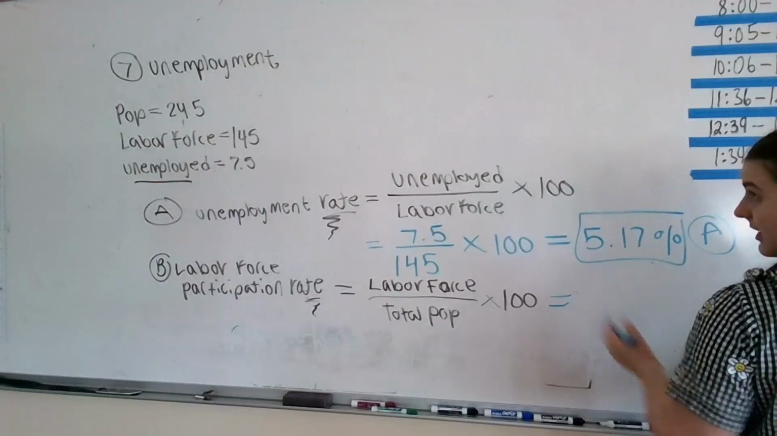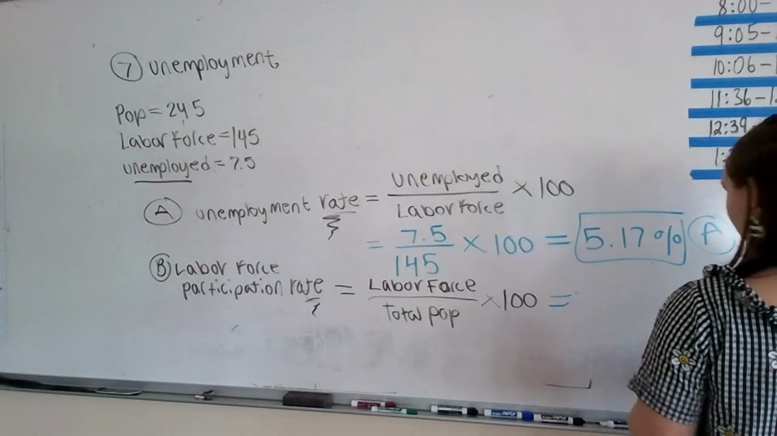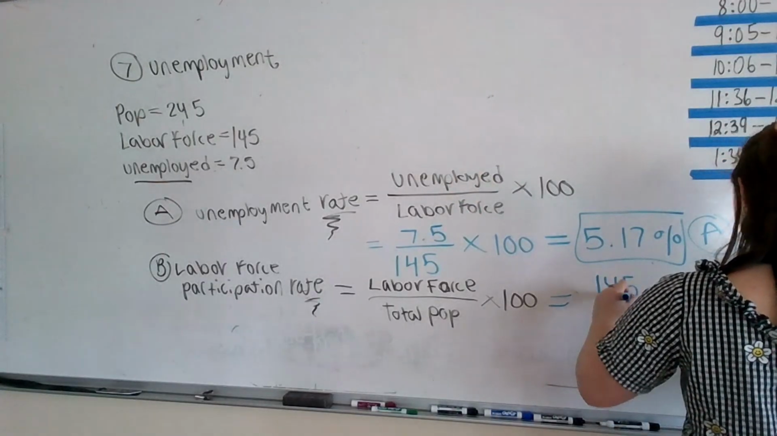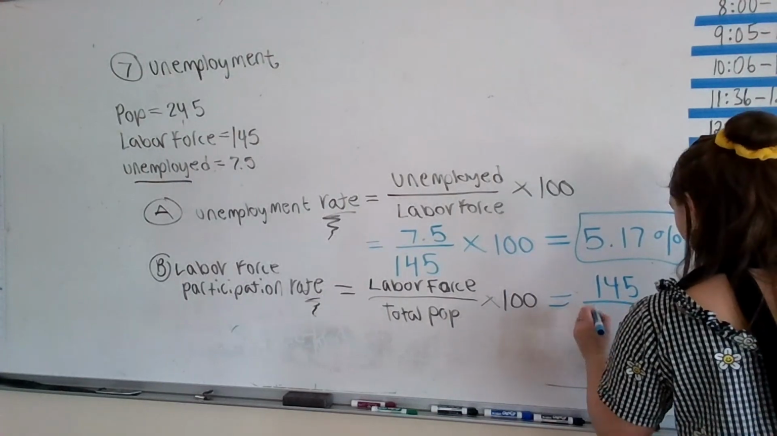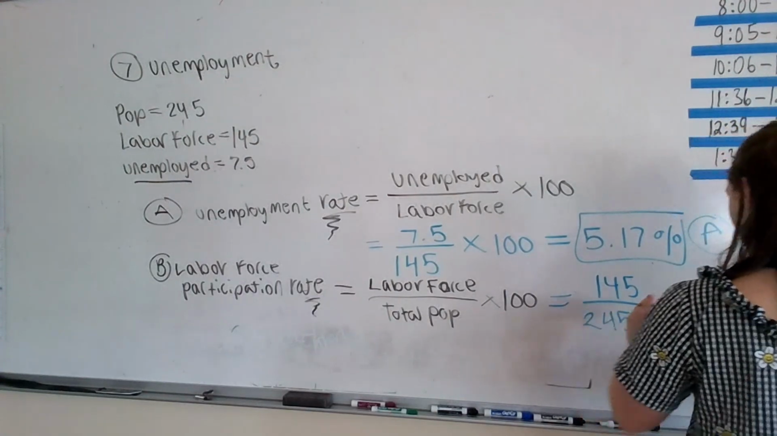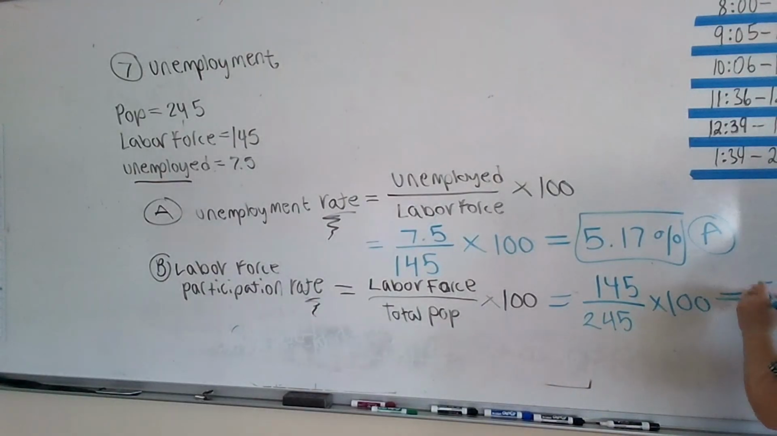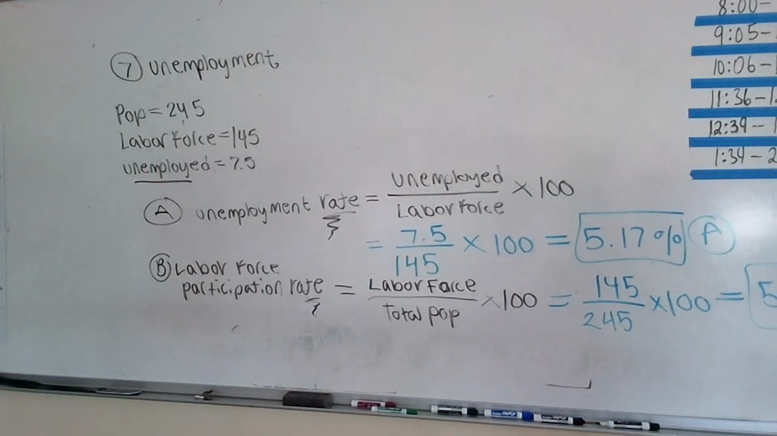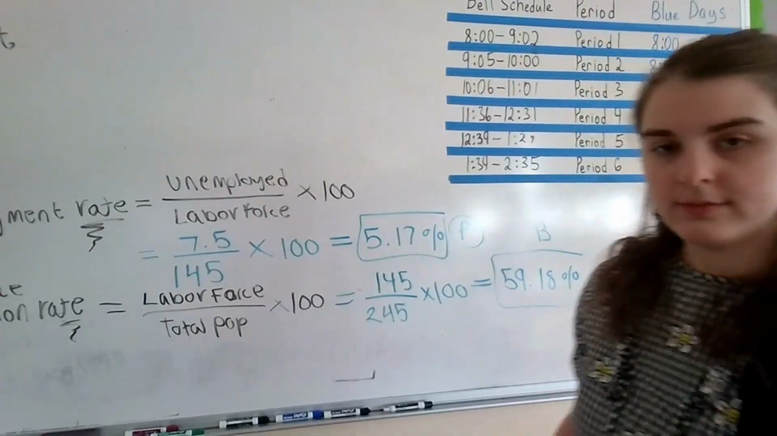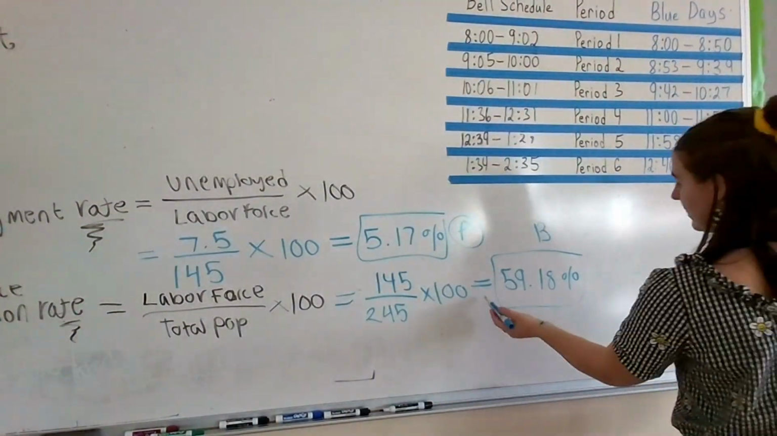In this case, we have a labor force of 145, and we have a population of 245. We multiply that by 100, and that's going to give us a labor force participation rate of about 59.18%. And that's our answer to B.